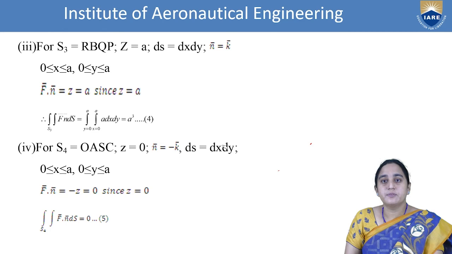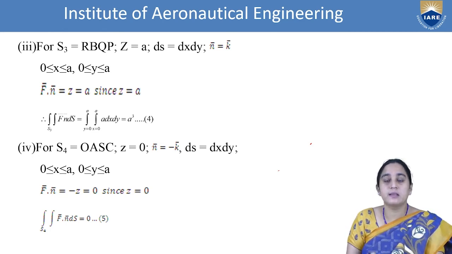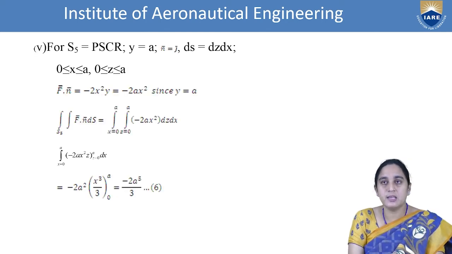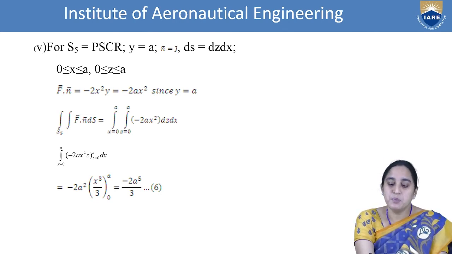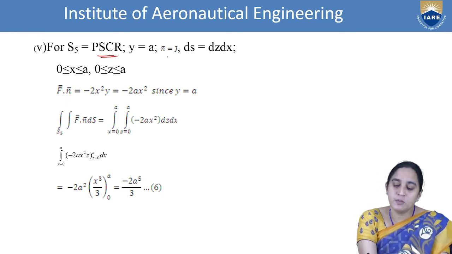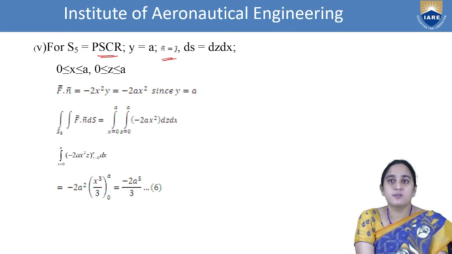Next, the surface integral on the fifth phase. The two phases on the x-axis are over, and the z-axis is over. Next, I'll calculate the surface integral on the y-axis, that is the S5 phase. What is S5 here? PSCR, which is on the positive side of the cube. On S5, y is equal to how much there? y is equal to A, the limit point. The unit normal vector there is n bar is equal to j bar.